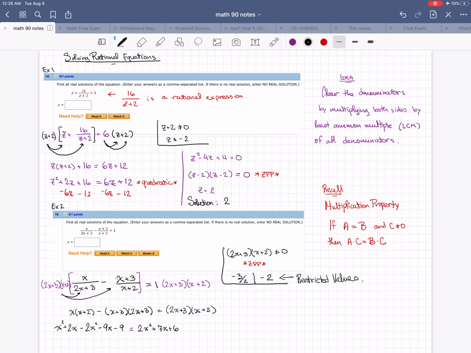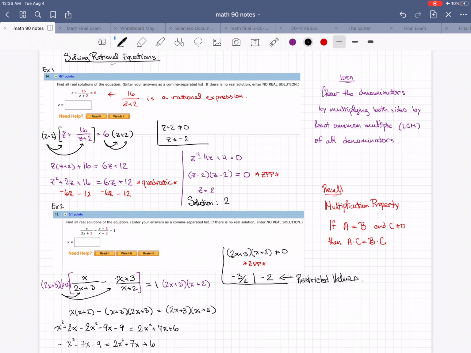Plus 6. By the way, if you're watching me do these sorts of computations and you want to pause the video and do them out for yourself to make sure that you're following along, I think that's a great idea. I highly encourage it. Okay, let's combine like terms on the left-hand side. So we have negative x squared minus 7x minus 9 is equal to 2x squared plus 7x plus 6.